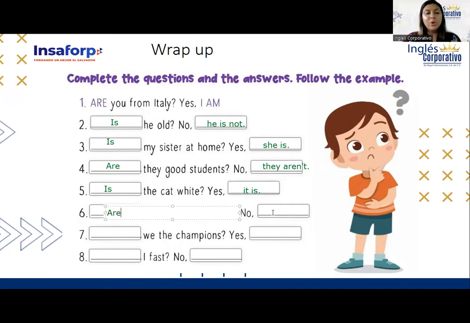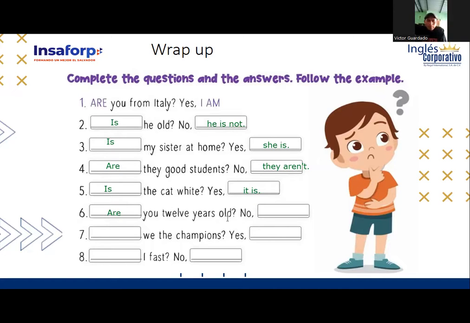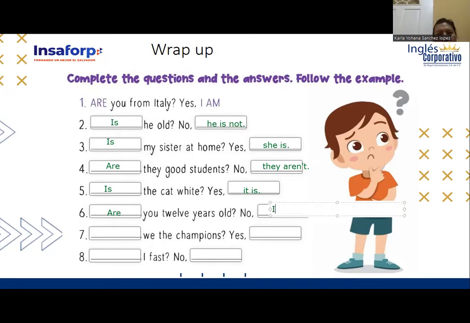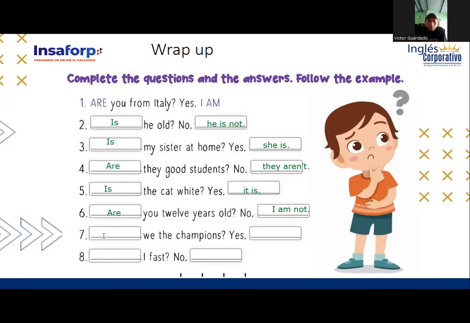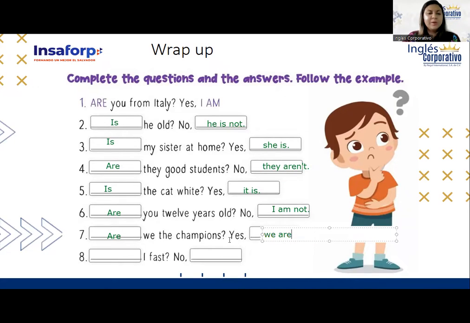Okay, number six. Are you 12 years old? ¿Tiene 12 años de edad? No, I am not. Porque le está preguntando a usted. Entonces usted responde, no, yo no. No, I am not. Okay, number seven. Are we the champions? Yes, we are the champions, my friend.